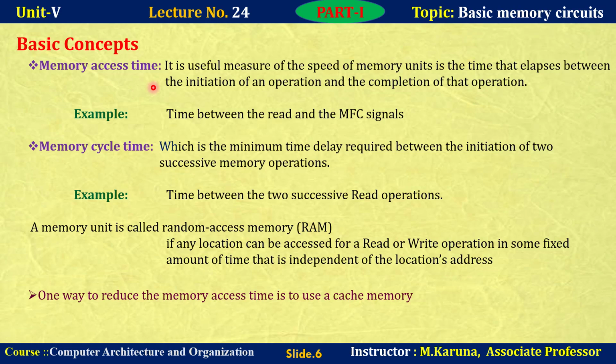If we reduce the memory access time, then the speed of execution may be increased, and automatically system performance may be improved. One way to reduce the memory access time is to use a cache memory. Or we can say that with the help of cache memory, memory access time can be reduced.